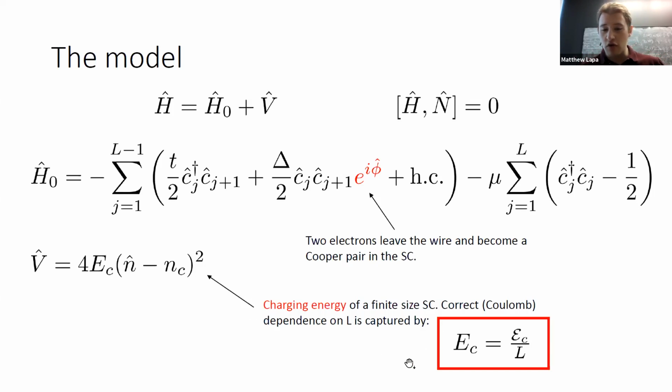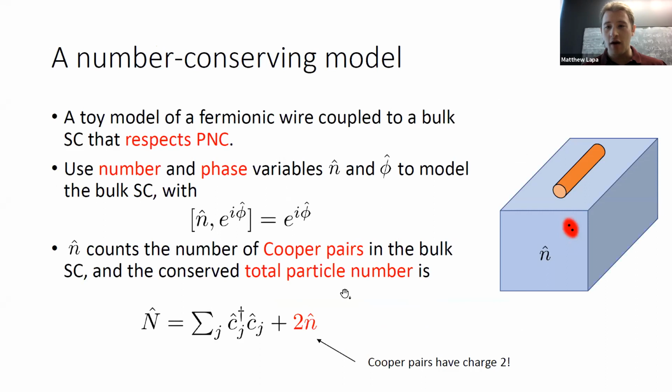And crucially for our results, this charging energy, capital EC, is chosen to scale as 1 over the length of the wire. So this is the correct physical scaling of the charging energy of the superconductor if its size is about roughly the same as the wire. So the true parameter here is actually this script EC, and all our results will be stated in terms of that parameter. And of course, this model commutes now with the total particle number, which is the sum of the number on the wire and twice this lowercase n.